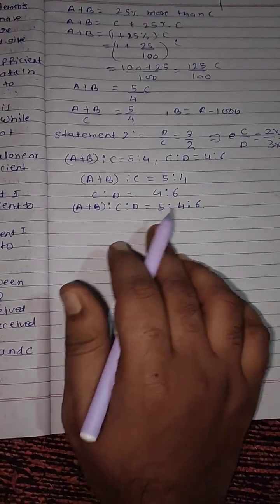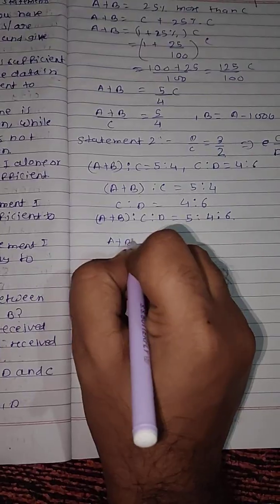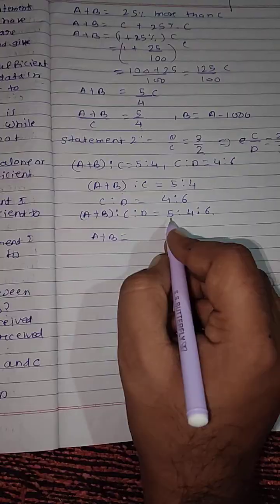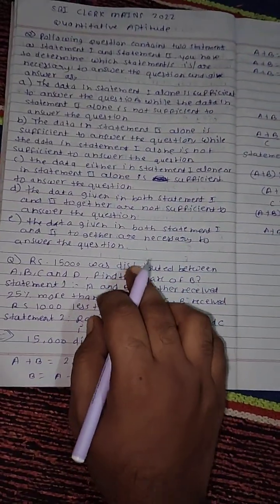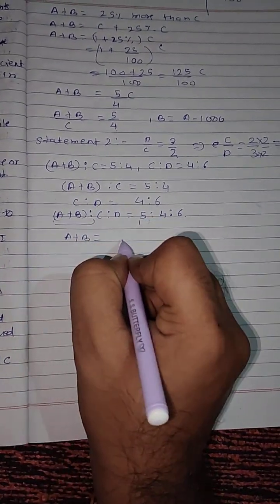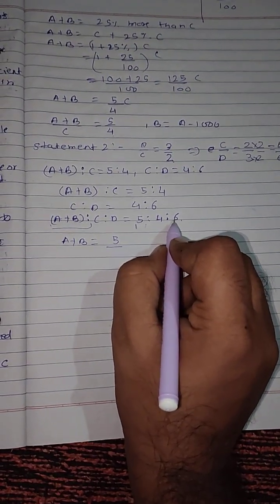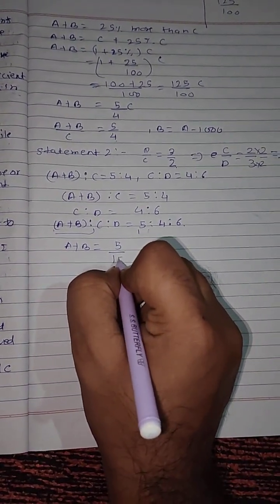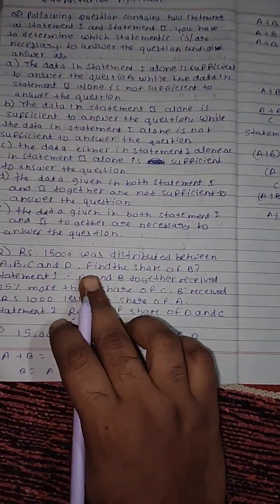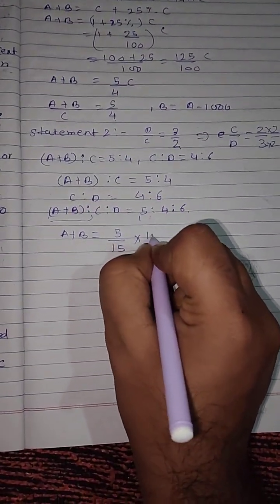So here, by using ratio I can find the value of B. So for A plus B, how we can find: the individual part divided by the total parts into how much they distributed. For A plus B, the individual part is 5 and total parts is 5 plus 6 plus 4, which is 15. This is individual part divided by total parts into how much they distributed among ABCD. Rupees 50,000 was distributed between ABCD. So 50,000 I will write here.